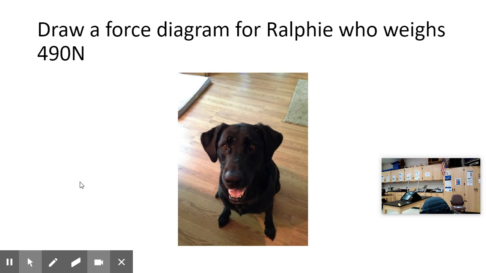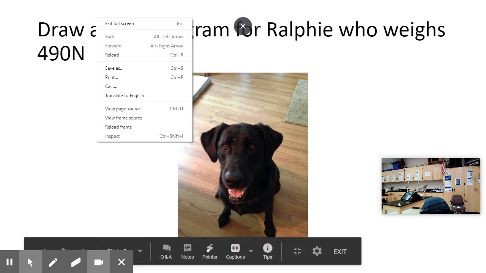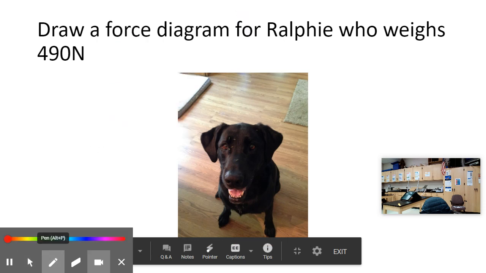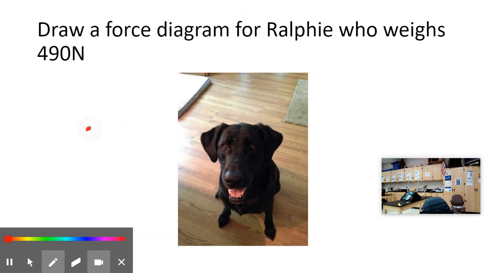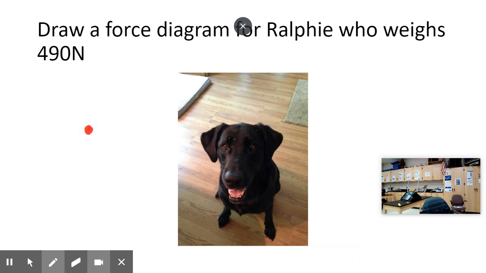Okay, so how do we start a force diagram? Yeah, just with a circle. I'm going to start with my dot. That dot is Ralphie. Cool. Then, what are the two forces that we know are acting on him right now? Go ahead. Gravitational force and normal force.